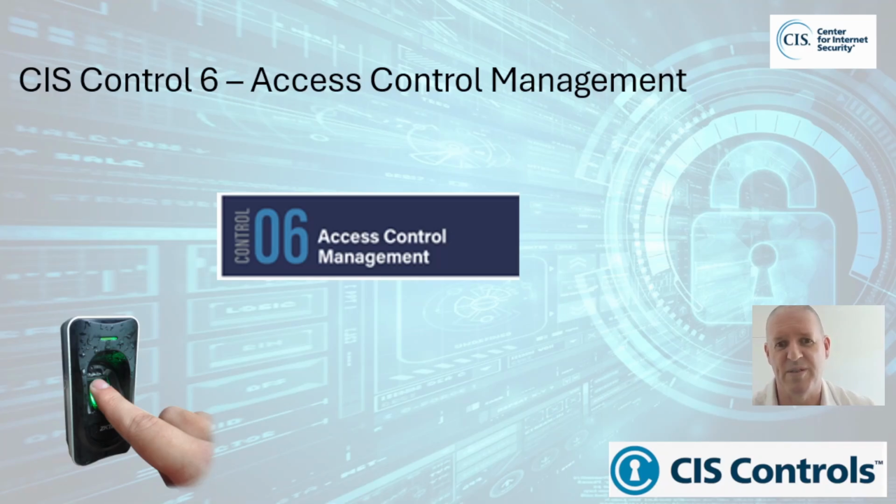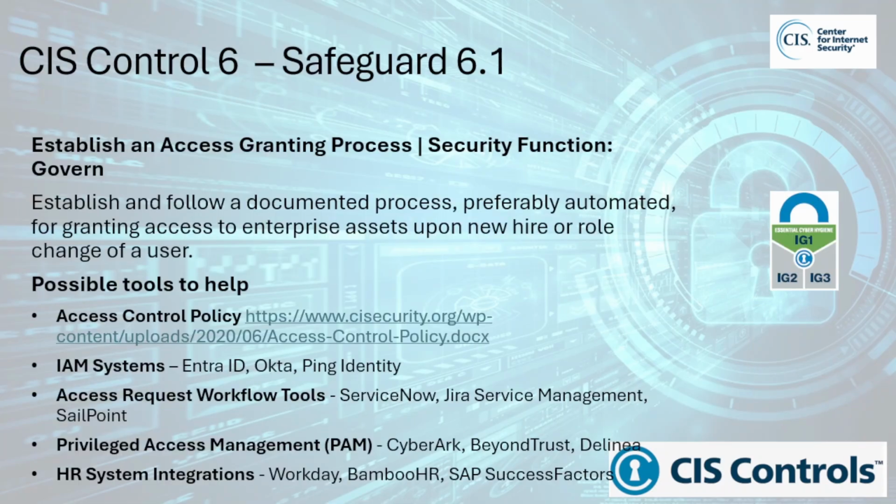Why is it important? Improperly managed access can lead to unauthorized use, data breaches, or privilege abuse. By implementing strong access control measures, organizations can reduce the risk of internal and external threats, ensure compliance with regulatory requirements, limit the impact of compromised accounts or devices, and protect confidentiality, integrity, and availability of critical assets. Let's start learning about each of the safeguards within Control 6.